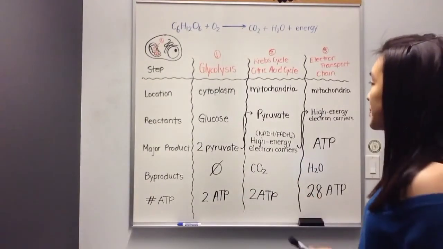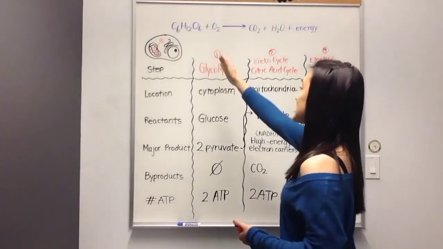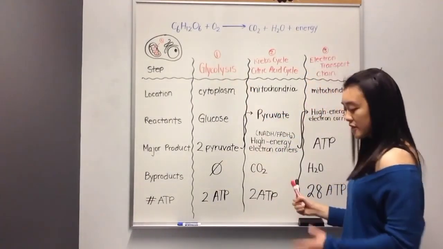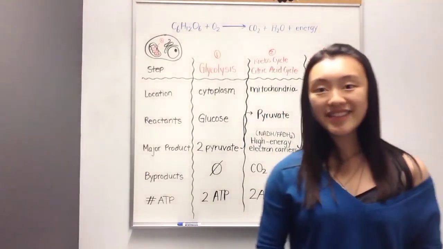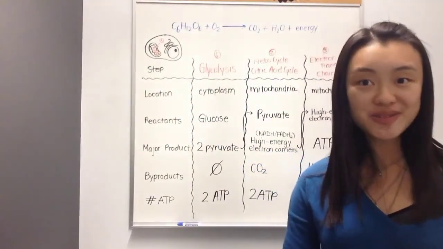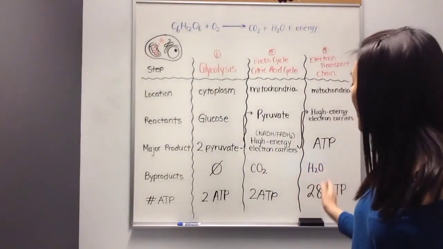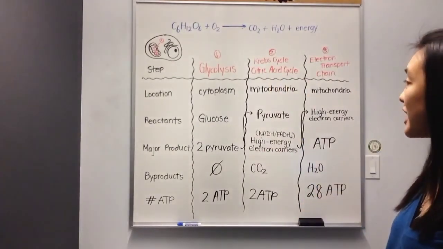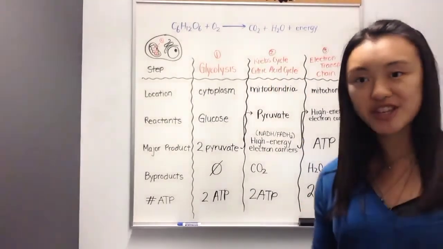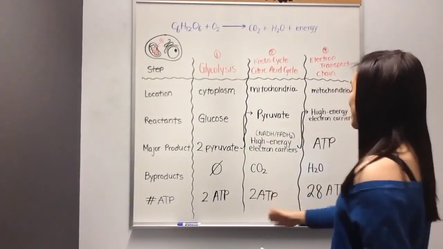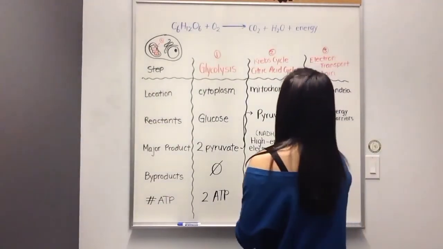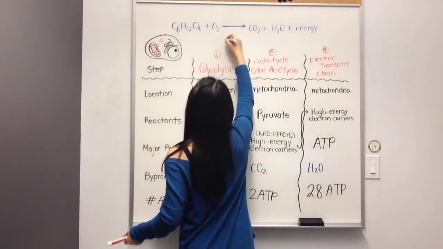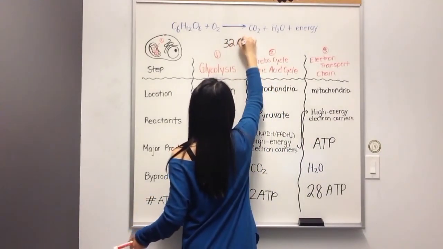Ultimately, we have 2 ATP produced in glycolysis from the cytoplasm. There's 2 ATP produced in the Krebs cycle, which happened in the mitochondria. And finally, 28 or 30 ATP produced as well in the mitochondria through the electron transport chain. In the end, we have 2 plus 2 plus 28, which gives us a total of 32 ATP.